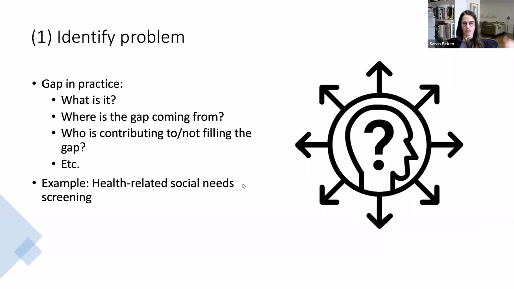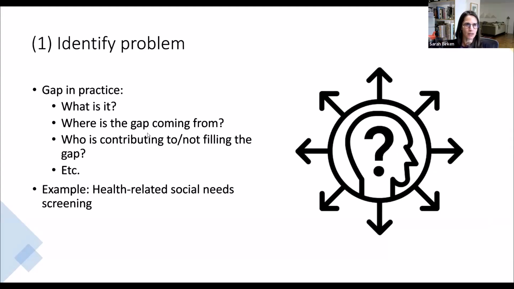Okay, so going back to that framework of the steps in an ideal world. Actually, I'm going to pause. I'm going to drink some water and see if anybody has burning questions. Yeah, Emily.